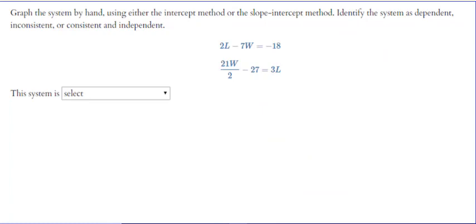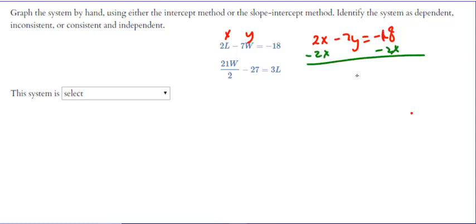Alright, so again, I don't like the L's and the W's, so I'm going to say X and the Y's, right? So on the first one, I'll have 2x minus 7y equals negative 18, right? And then I'll minus 2x. So I get negative 7y equals negative 2x minus 18. So I'm taking it over in slope-intercept form, right? So divide by, oh man, that looks bad. Those 7's all run together there. So divide by negative 7. Everything.